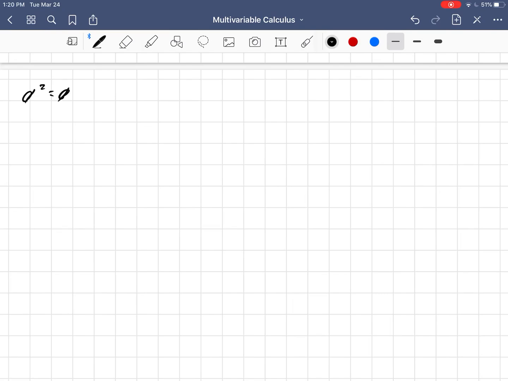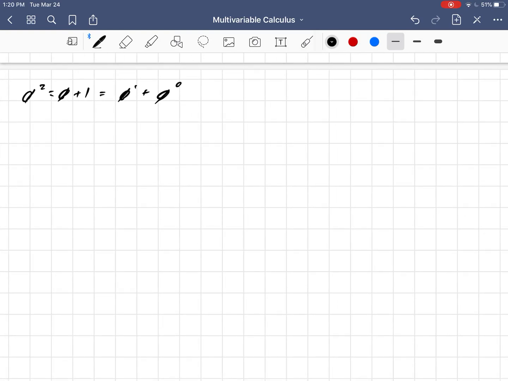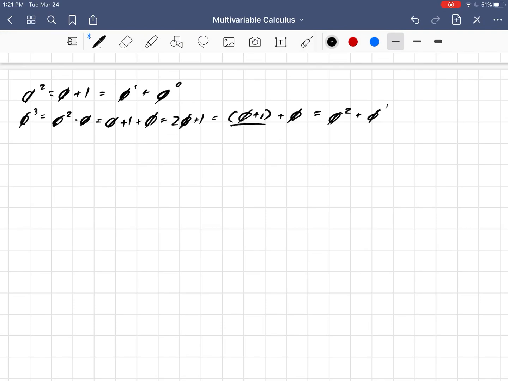See, we know phi squared is equal to phi plus 1, which I'm going to write as phi to the 1 plus phi to the 0. Now we also know that phi cubed is phi squared times phi, which is phi plus 1 plus phi, which is 2 phi plus 1. We can break this up as phi plus 1 plus phi, where this part here is phi squared, and then we just have phi to the first.